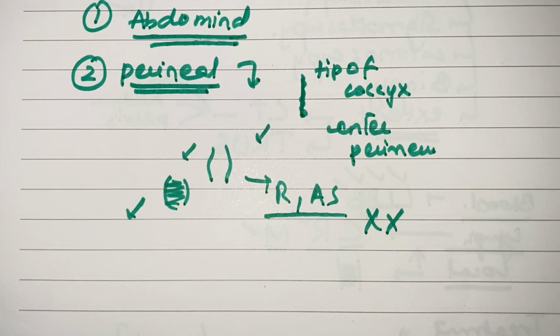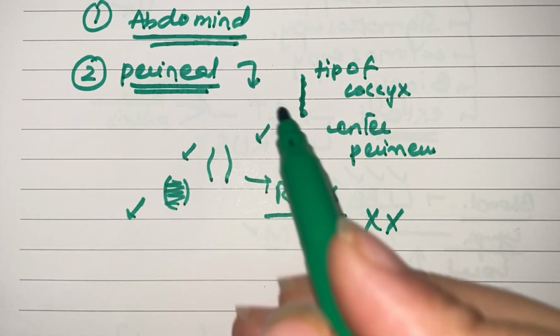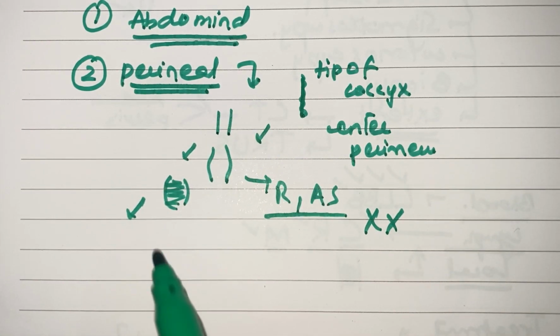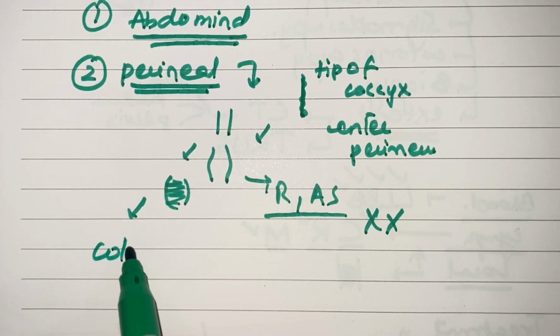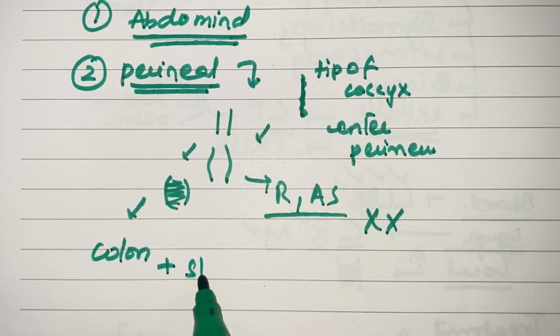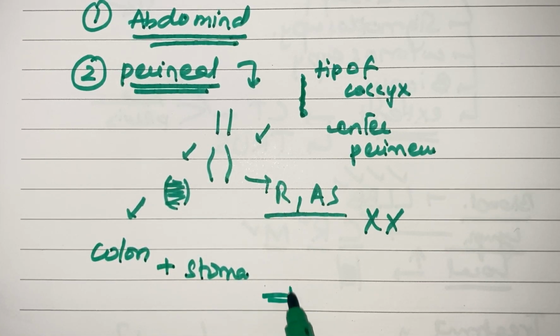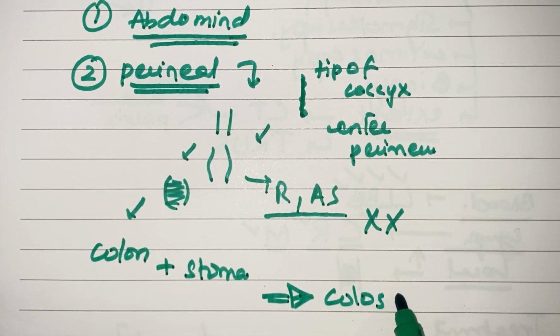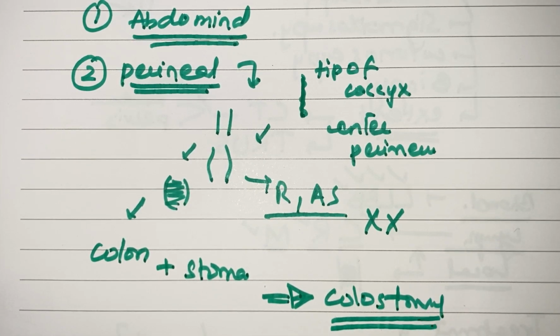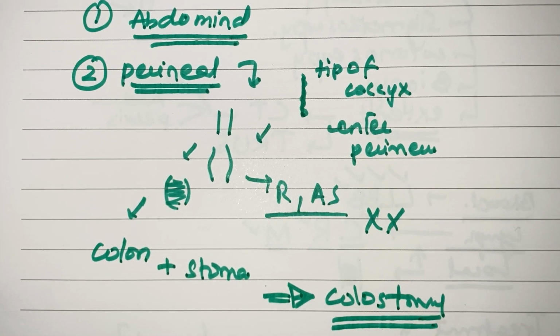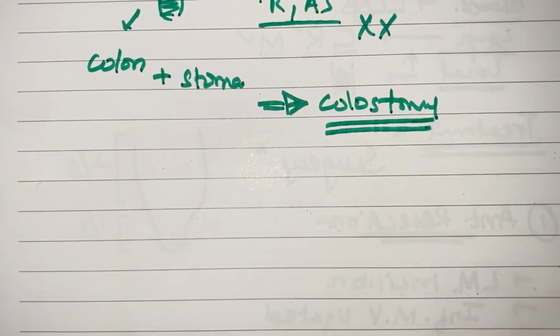Sorry, not joining the above two parts. What we'll do is that for the colon that is left above, we have to create a path of defecation in that patient too. So the colon is then joined with a stoma formed on the skin. That is, we'll do a colostomy in that case. So this is the whole procedure in the abdominoperineal approach, and we have another option.